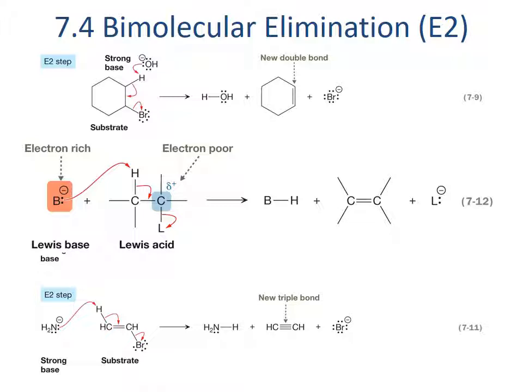The base pulls off a hydrogen, and the electrons from that bond form a pi bond to an adjacent carbon with a leaving group. Notice that there always needs to be a leaving group that is kicked off, and the hydrogen that reacts is always just one carbon away.